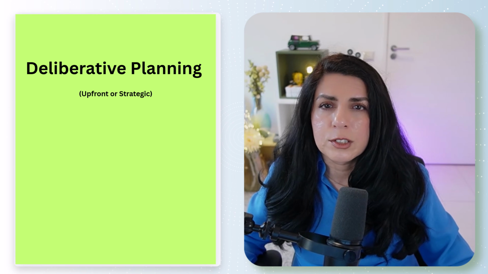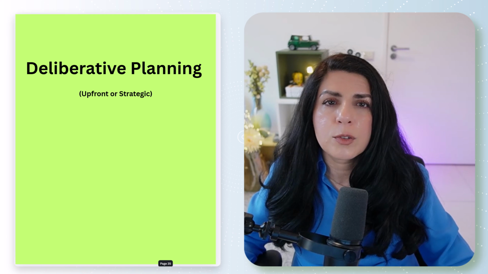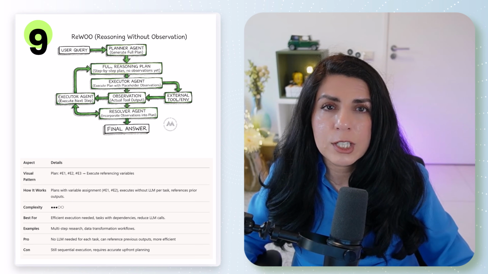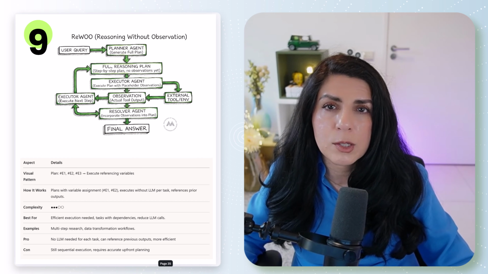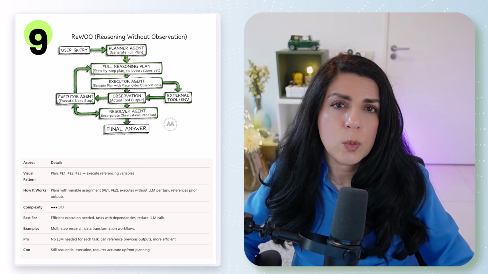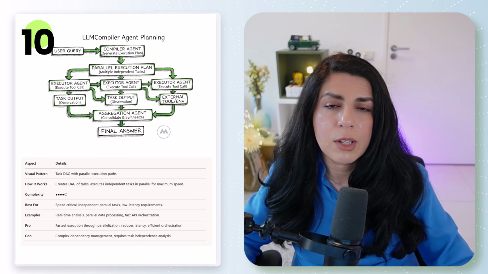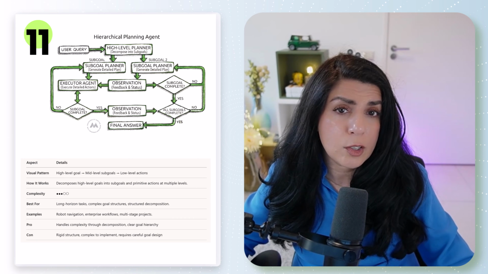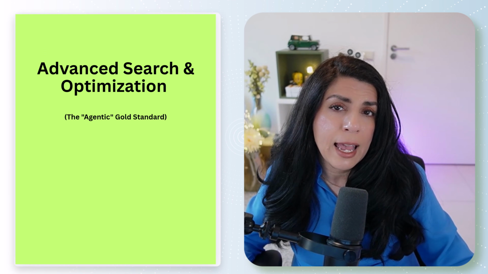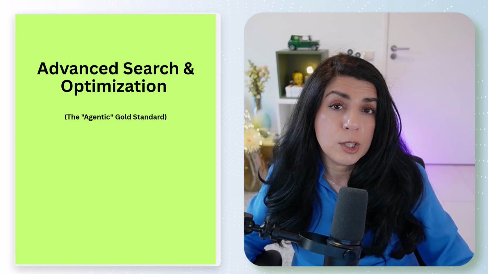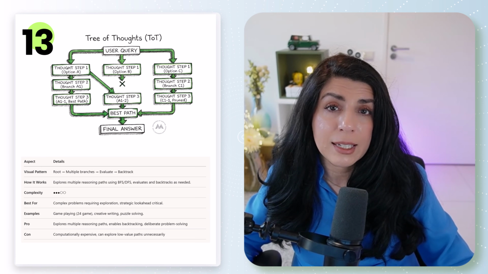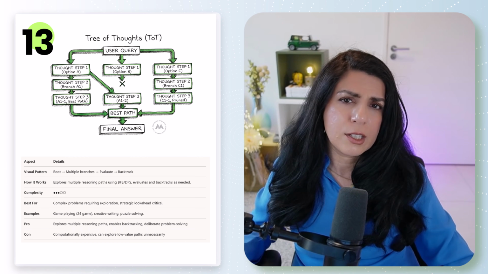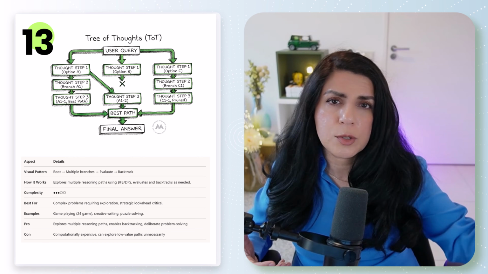And we got deliberate planning, upfront or strategic. We have plan and execute. We have ReWOO, which is to create a plan with placeholders and then assume the plan will work without constant checking. Then we have LLM compiler. We have hierarchical planning. Then we've got our golden standards like the advanced search and optimization, tree of thoughts, search-based planning. It looks like multiple branches. It's a lot like, if I do this, the consequence will be that.